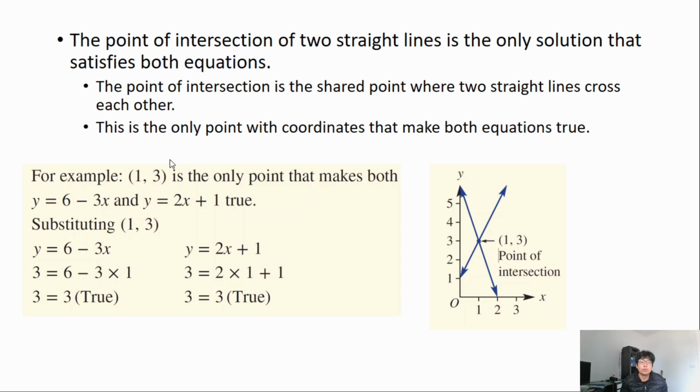For example, 1, 3 in this case is the only point that makes both y equals 6 minus 3x and y equals 2x plus 1 true. We know that because it's a point of intersection, and if you substitute 1, 3 into both of these, substituting 3 into the y and 1 into the x, we have 3 equals 6 minus 3, and that gives you 3 equals 3. Remember, left hand side and right hand side equal each other, so it's true. Same with this case: substitute 3 into the y and 1 into the x. That gives me 3 equals 2 times 1 plus 1, which gives me 3 equals 3. Once again, left hand side and right hand side equal each other, meaning that it is true.